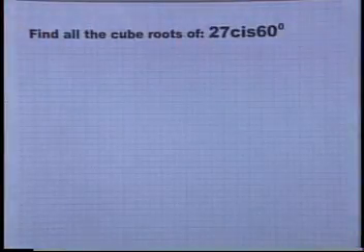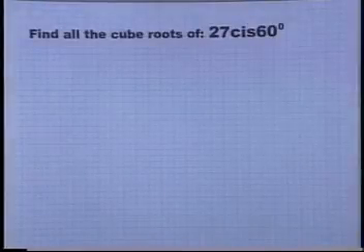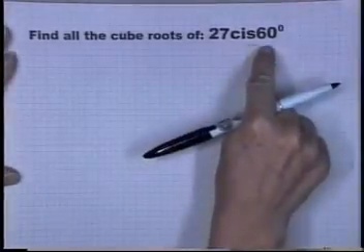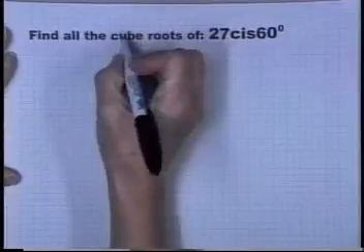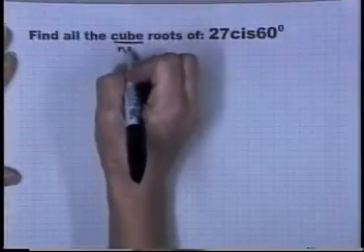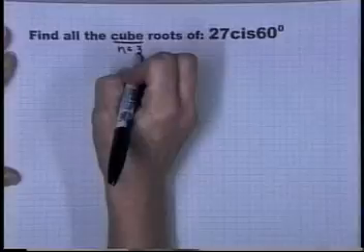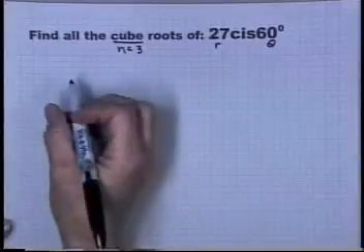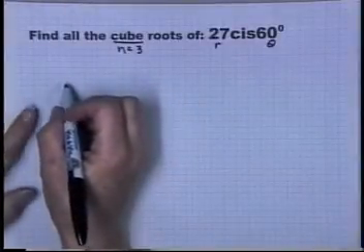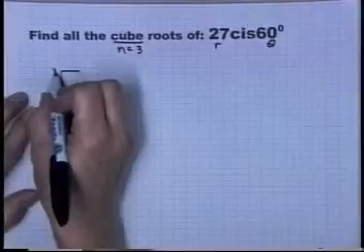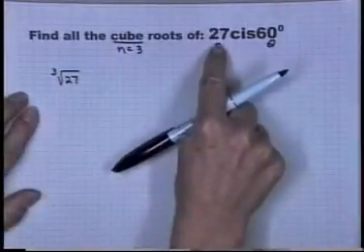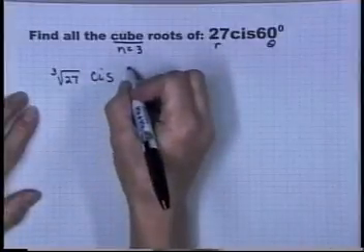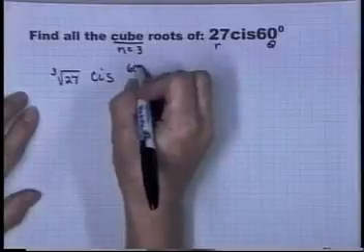We want to find all of the cube roots of 27 cis 60 degrees. Now, this is already in the trig form. Since I'm looking for cube roots, my n is 3. This is r, and this is theta. So, if I want cube roots, what I'm going to do is take the cube root of my r, that's 27, and I'm going to multiply that by cosine plus i sine. Now remember, you start here with the angle given, 60 degrees.